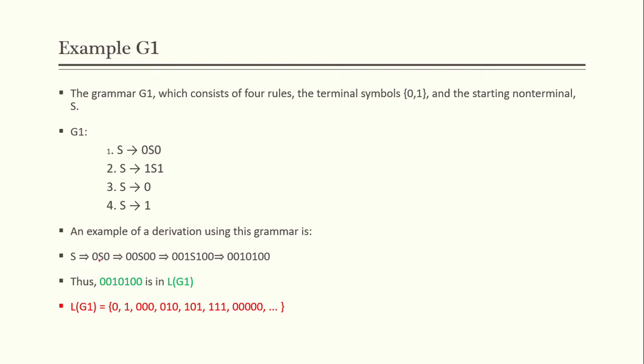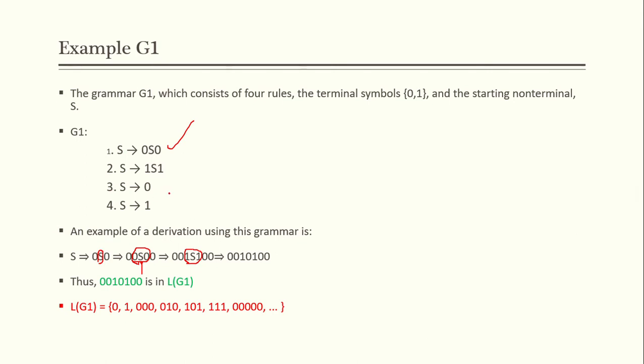S goes to 0S0, which is the first rule here. Then the S here, you replace it with the first rule again, 0S0. And then the second S here, you derive it and replace it with the second rule. Is there any order to derive the non-terminal symbol? No, you can choose any of them as long as it is the same non-terminal.